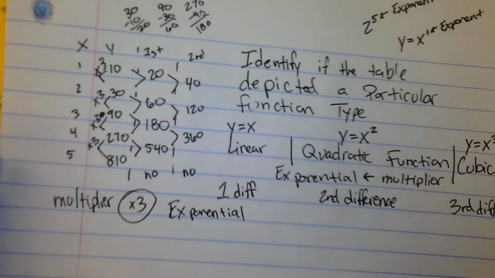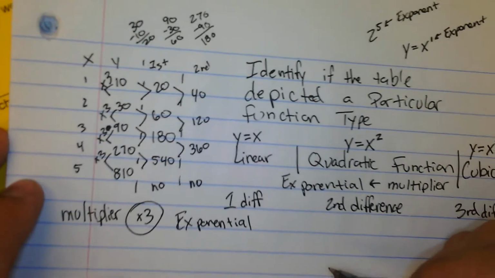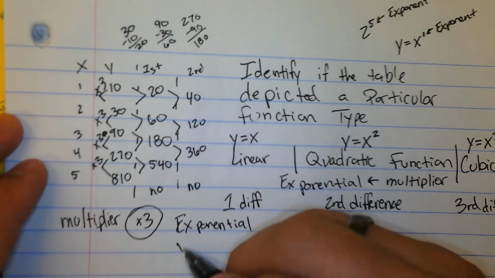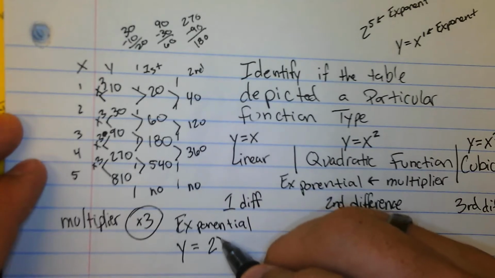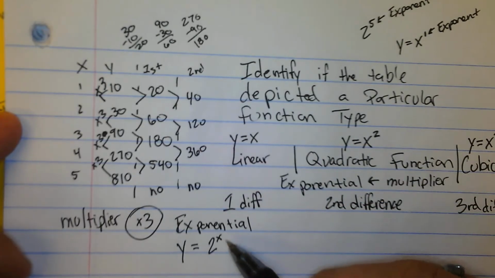Now, the parent function that we're going to use for exponential functions is just y equals 2 to the x, where the exponent is x.